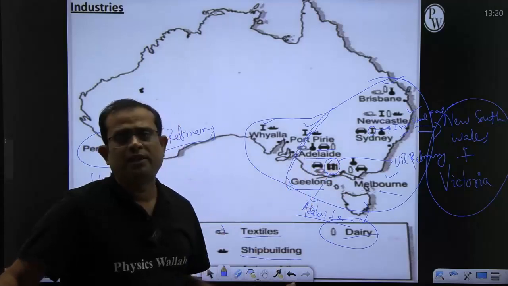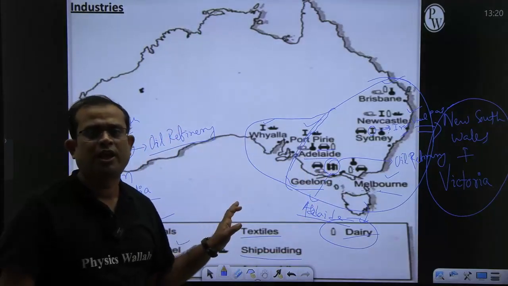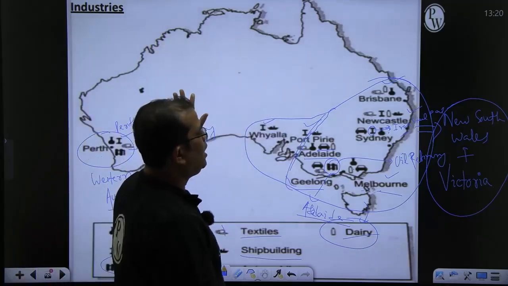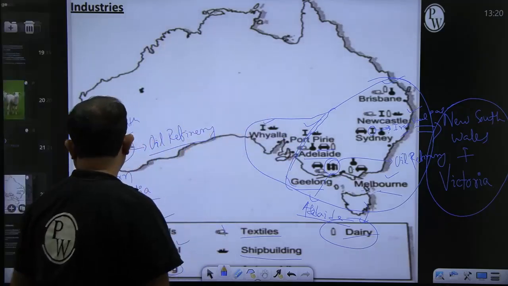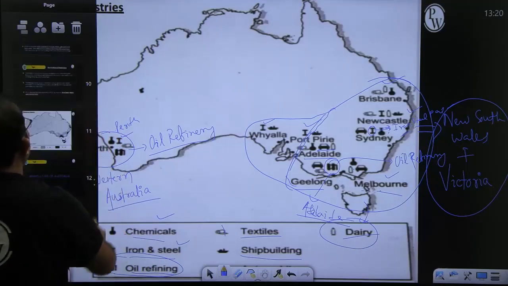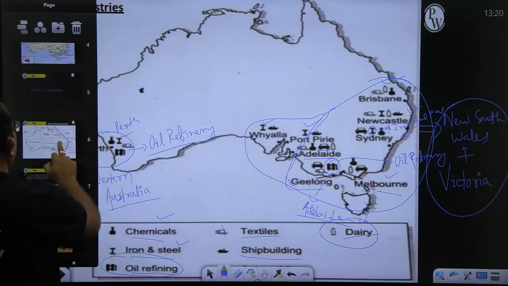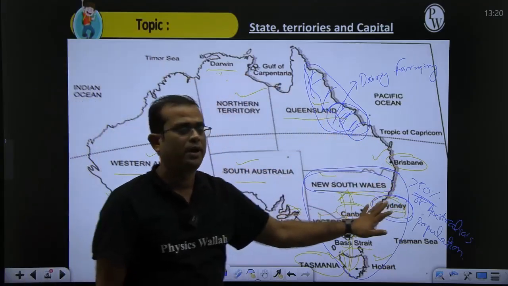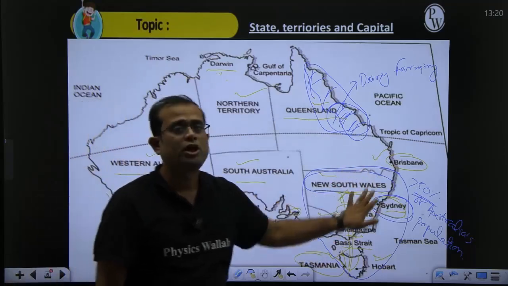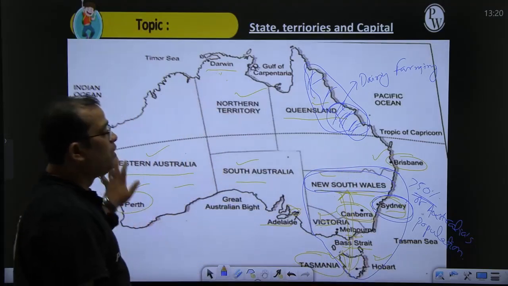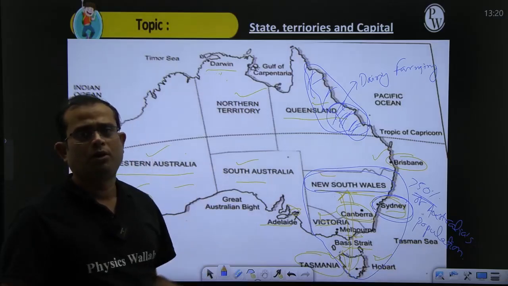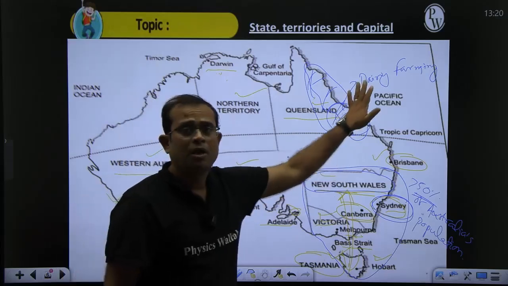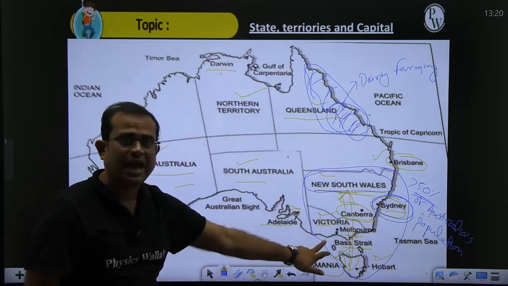New South Wales and Victoria are the industrially prosperous regions. Making a summary of what we have studied, more than 50% of Australia's population is located in the New South Wales and Victoria region. Australia has about 2.4 to 2.5 crore population, and more than 50% of it is located there.